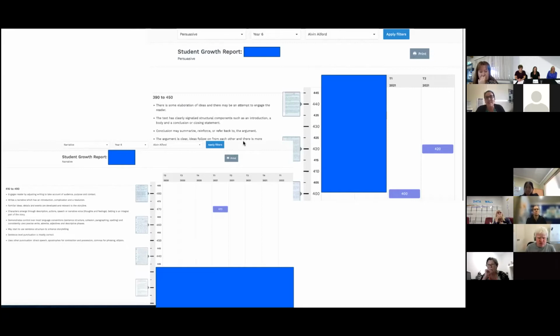So parents loved seeing the growth. It's a beautiful, easy report to look at. And again, really specific information about what they're doing well and what they need to work on.